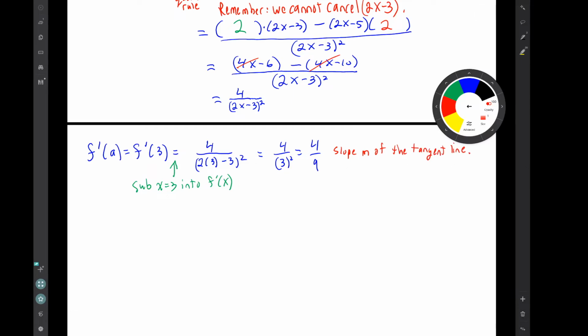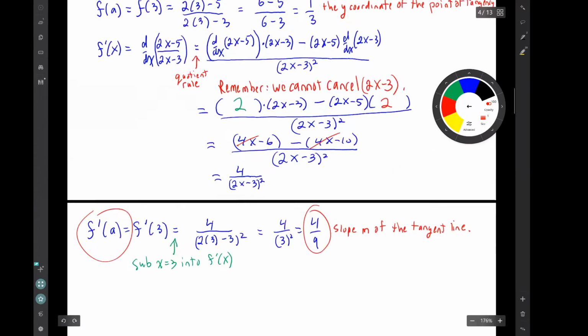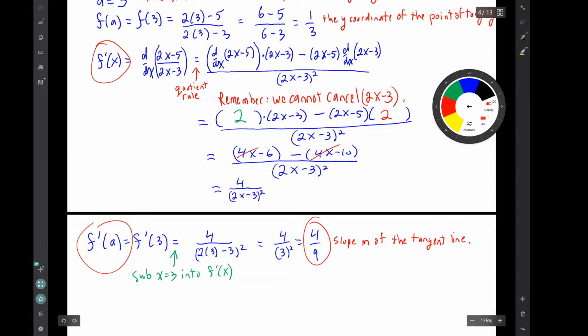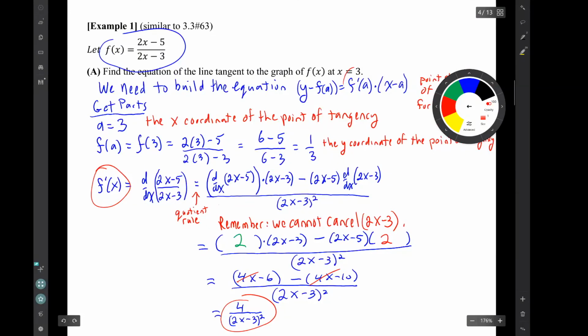And we get a result that f prime of a equals the number 4/9. So again, note, the derivative is not the slope of the tangent line. The derivative is this formula, this function. That function can be used to find the slope of the tangent line. That would be called the derivative at 3. And that's the number 4/9. That is the slope of the tangent line. And that is the quantity that's going to go into this formula for the equation of the tangent line.